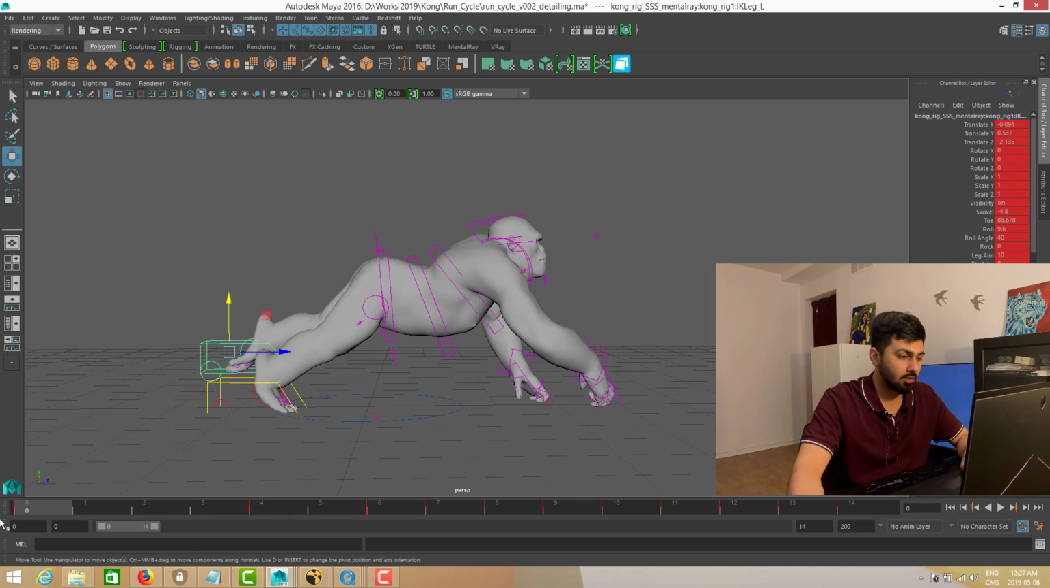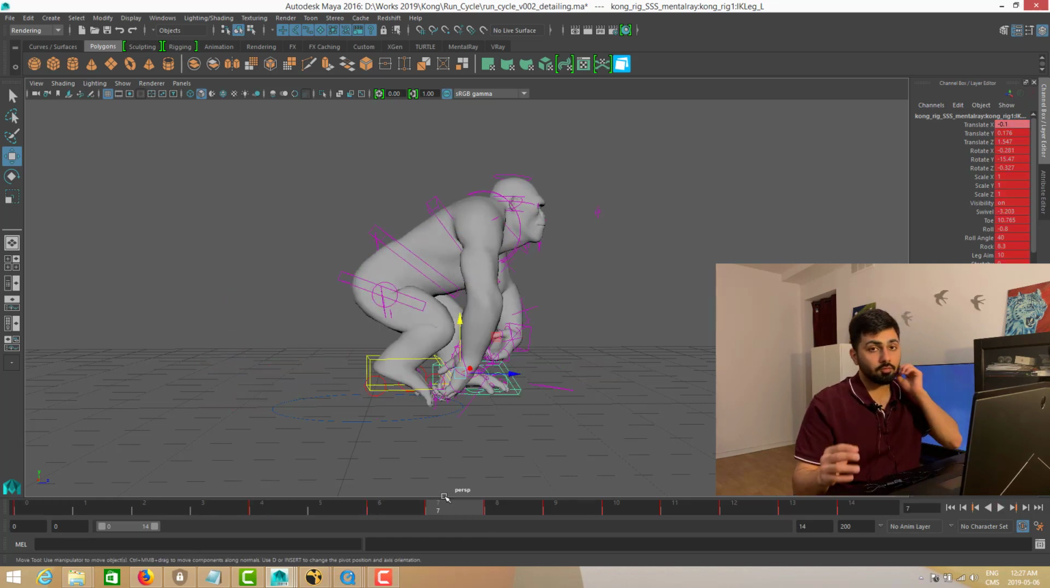Okay, so we talked enough about squash and stretch, but what about the other two poses?